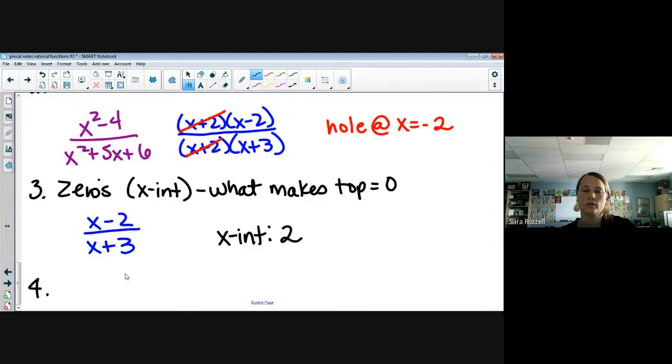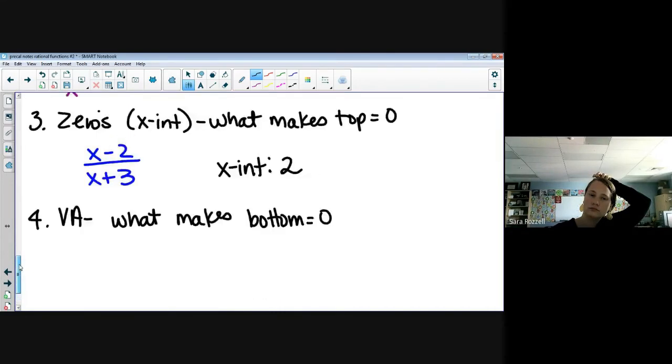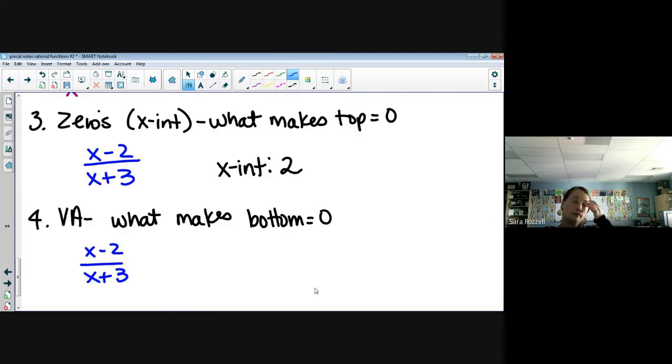Number 4 is our vertical asymptote. That is what makes the bottom equal to 0. So we'll use the same problem, x minus 2 over x plus 3. What would our vertical asymptote be? Negative 3, right? So our vertical asymptote is negative 3.